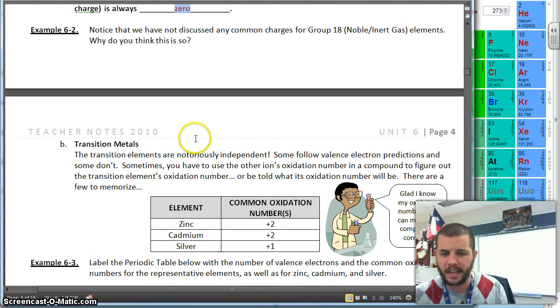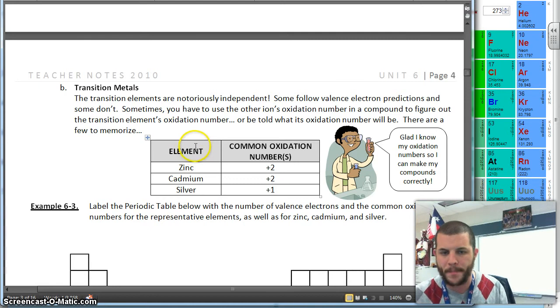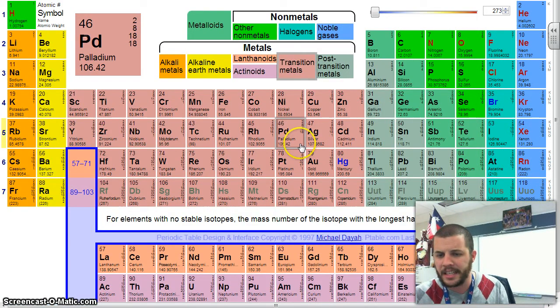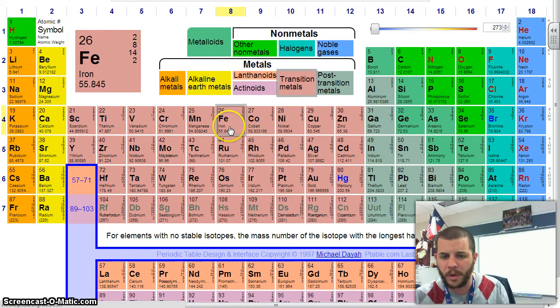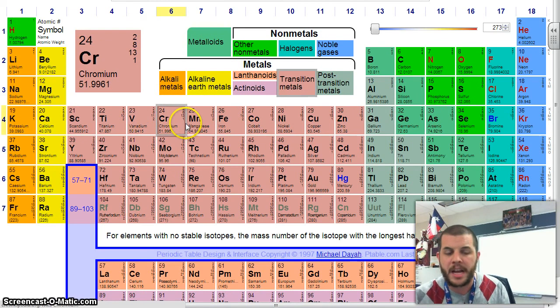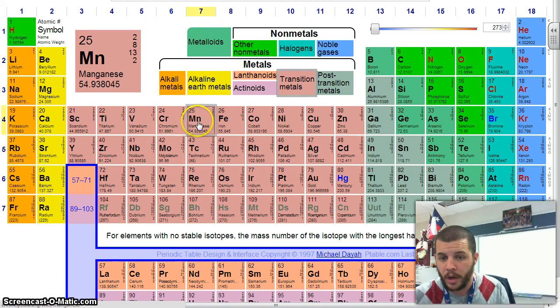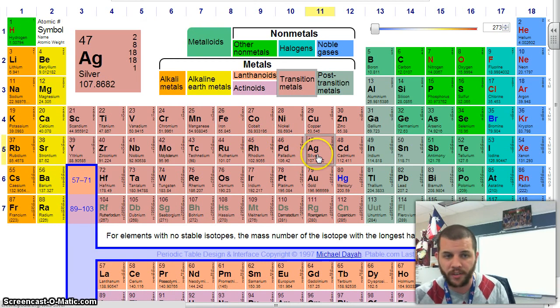Okay, so now let's take a look at our transition metals. For our transition metals, the oxidation numbers are going to get a little interesting. Transition metals can have multiple oxidation numbers, and we don't necessarily know what their charge is going to be. However, there are 3 that we do know what their charge is going to be. Silver is always going to have an oxidation number of +1 every time, every time, every time.